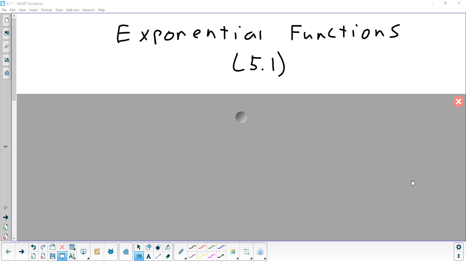We're going to look at a little bit of graphing with exponentials, and we'll talk about how to solve them. How we solve them is actually going to tie in with section 5.4, when we get to logarithms.